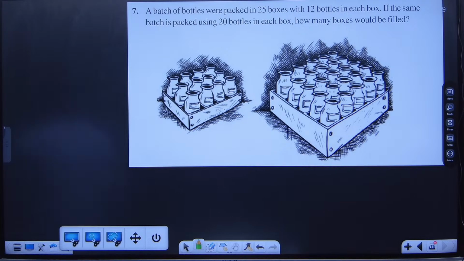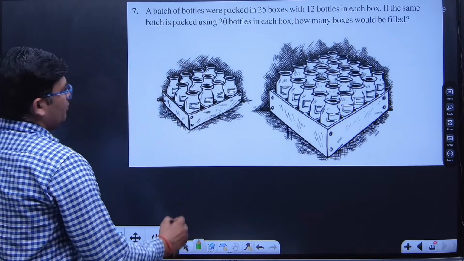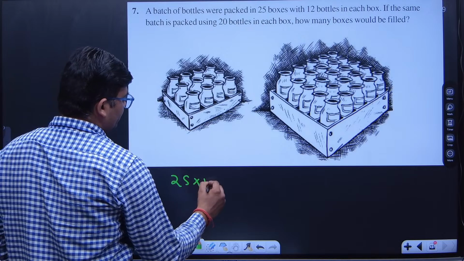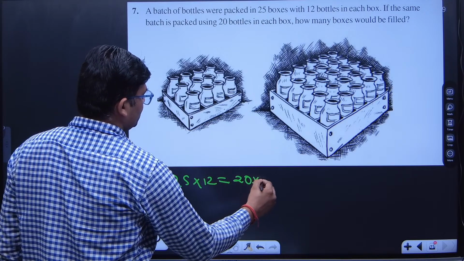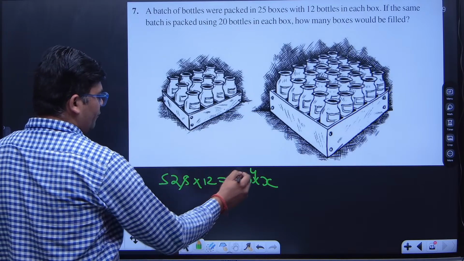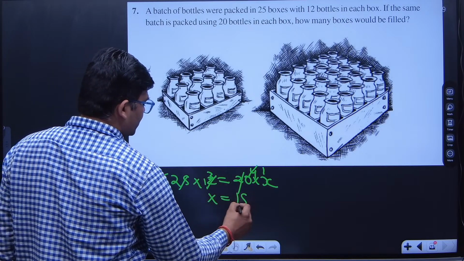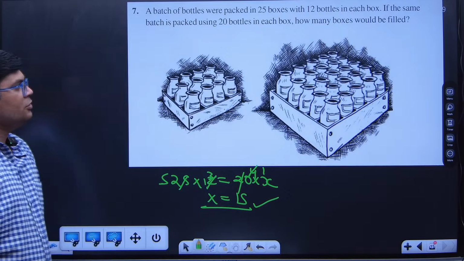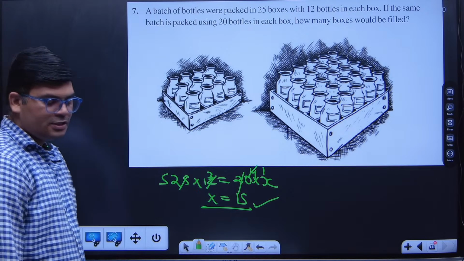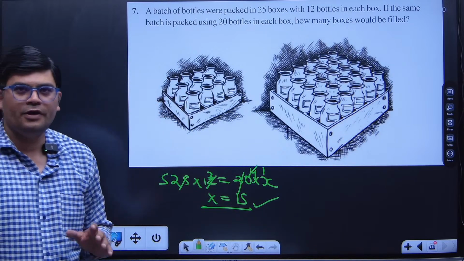Okay, do this. This is a case of inverse proportion. So what is the equation that you are going to form? So 25 into 12 must be equal to 20 into x. So 5 into 4, 5 into 5, 4 into 1, 4 into 3. So 5 into 3 is how much? 15. So 15 boxes would be filled.